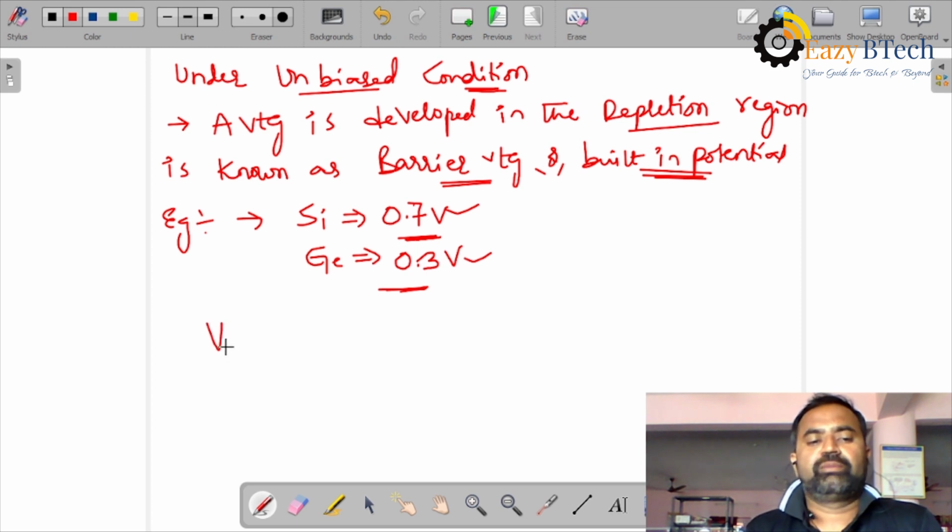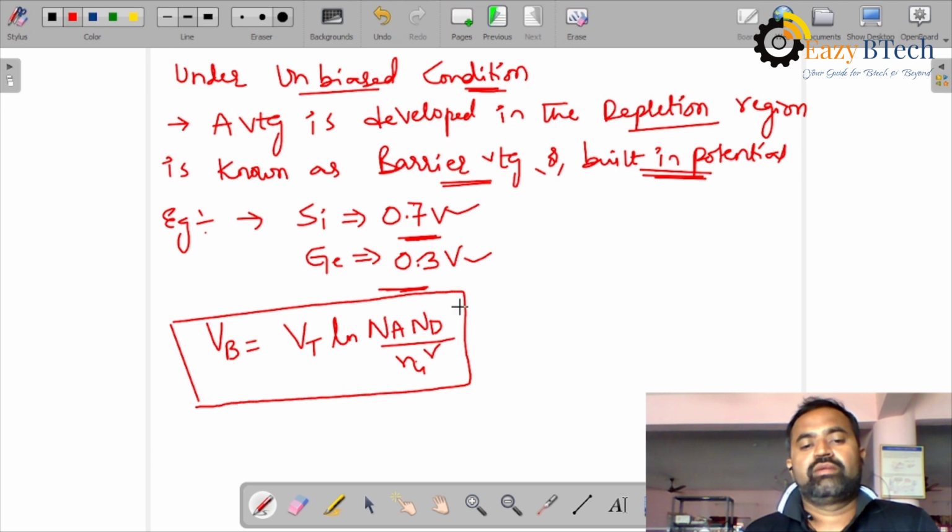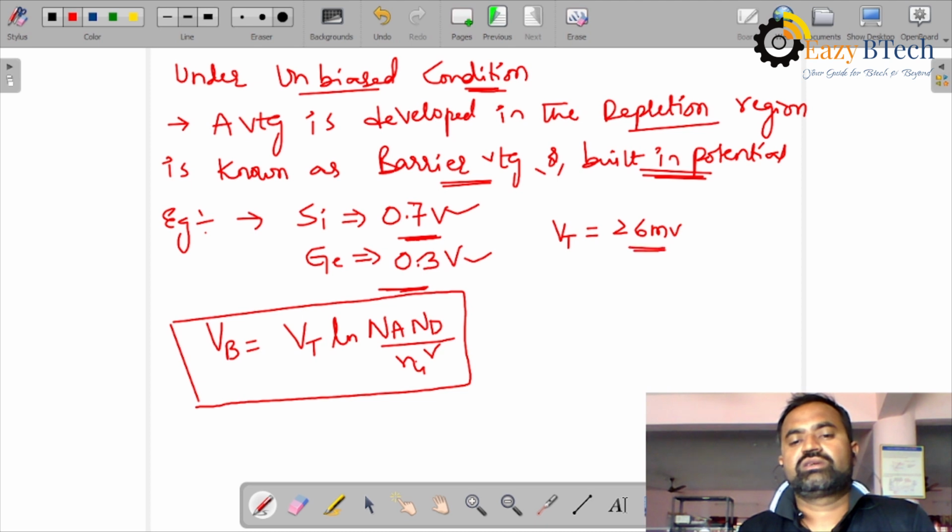This barrier voltage is VB = VT ln(Na Nd / Ni squared). VB is the barrier voltage or built-in potential voltage. VT is the thermal voltage, that is 26 millivolts. We write it as T by 11,600; by substituting 300 kelvin, we get 26 millivolts.